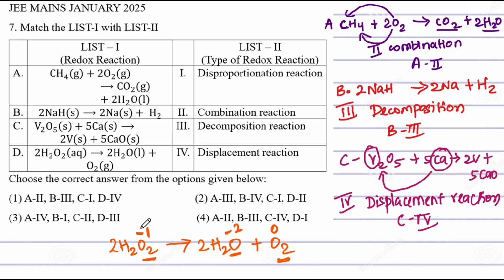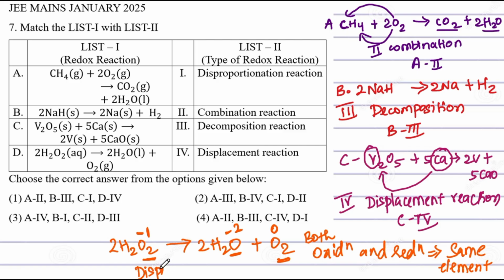So there is both decrease in oxidation number as well as increase in oxidation number. So both decrease and increase represent oxidation and reduction, and that is happening in the same element. Same element undergoes both oxidation and reduction. So this is called a disproportionation reaction. So for the reaction D, the correct option is 1.